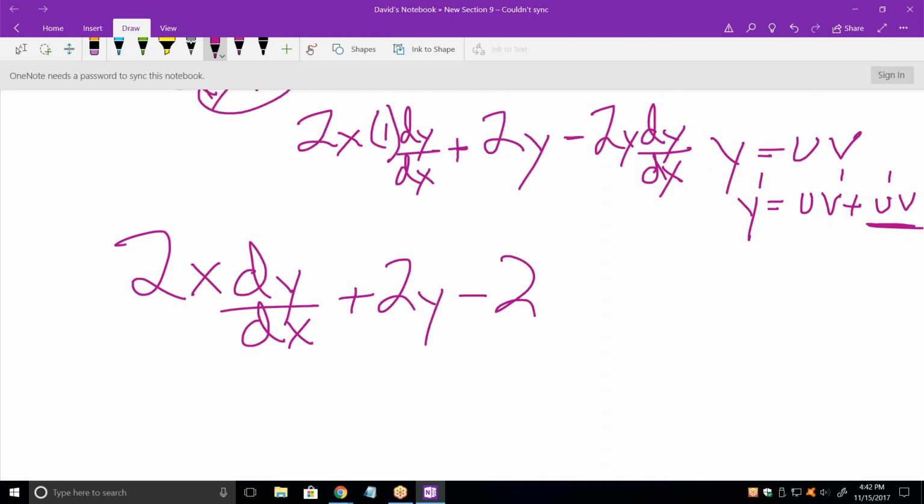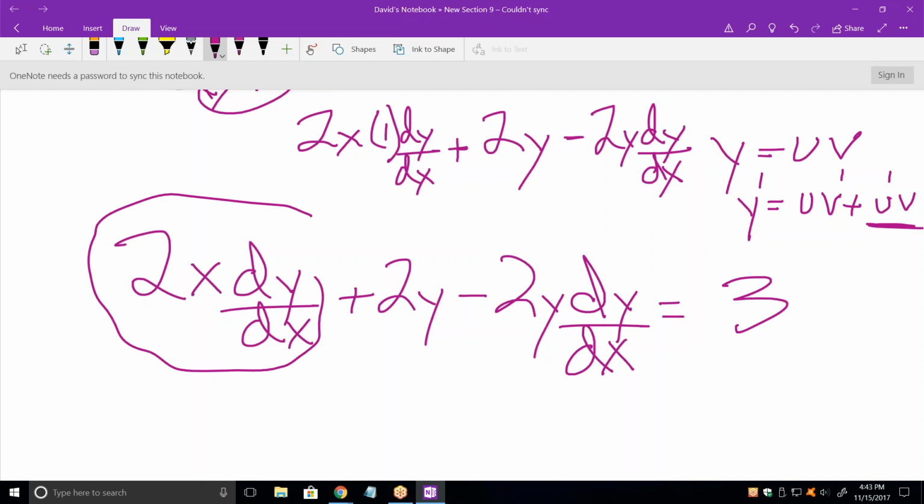That's the left side of the equation. What was the original right side of the equation? It was 3x plus 9. Okay, so the derivative of that is just 3, and there's no dy/dx involved. Okay? So now the goal is to take every term that has a dy/dx in it, put it on one side of the equation, and everything else on the other.